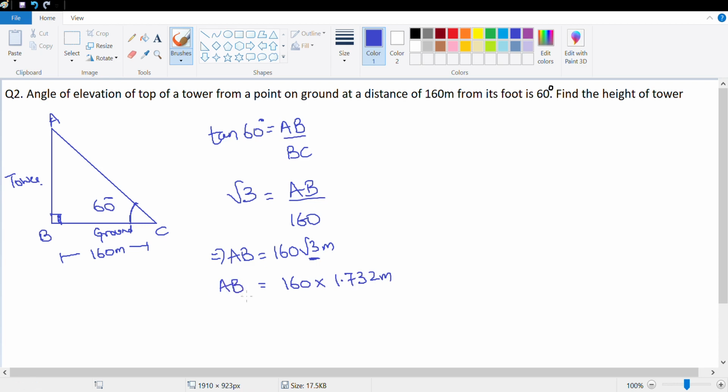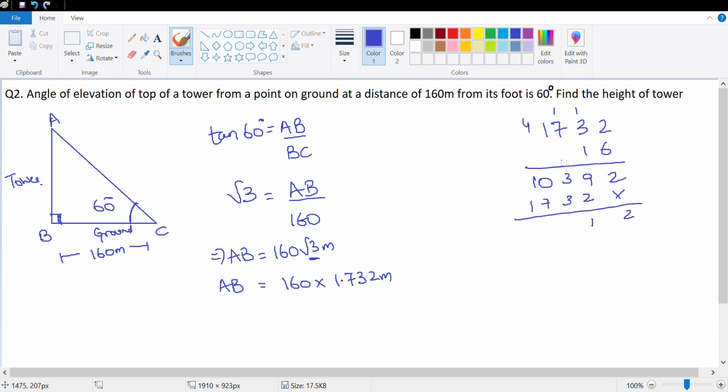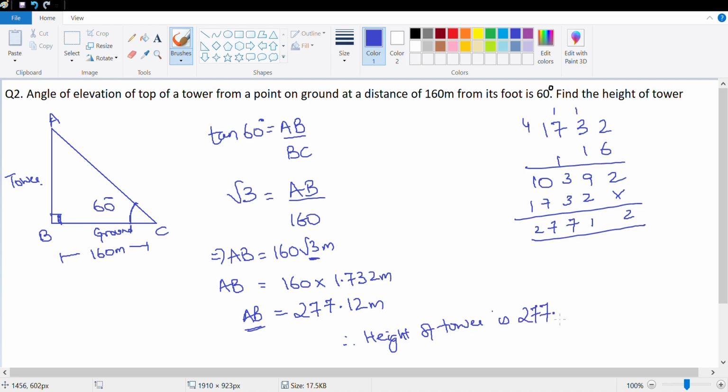So the AB, which is the height, let's just multiply 1732 into 160. So the answer is 277.12 meter. AB is not referred to in the question, so we will have to write as per the question. Therefore, height of tower is 277.12 meter. Good. Again, a simple one.